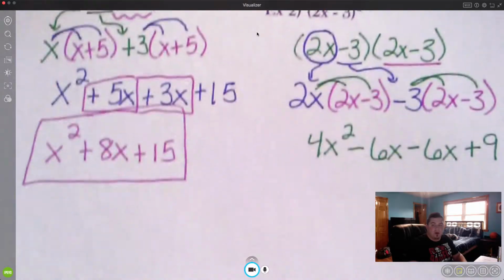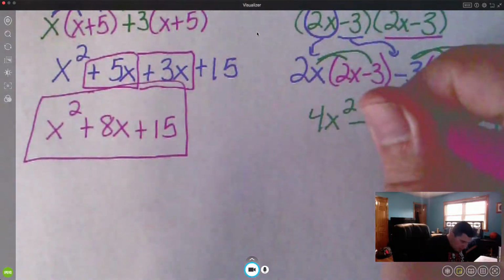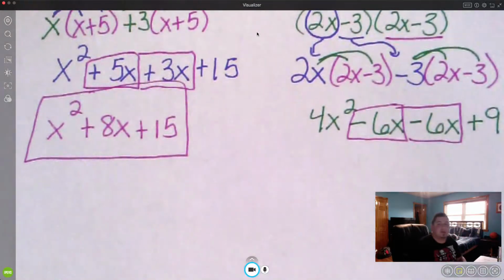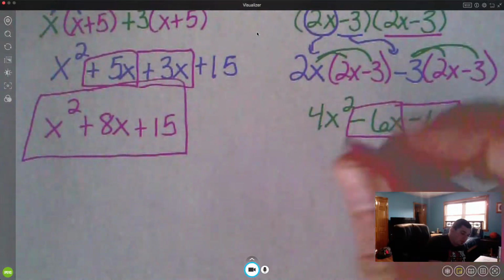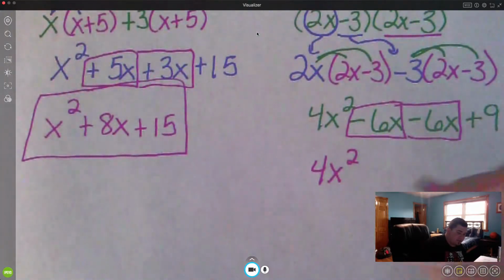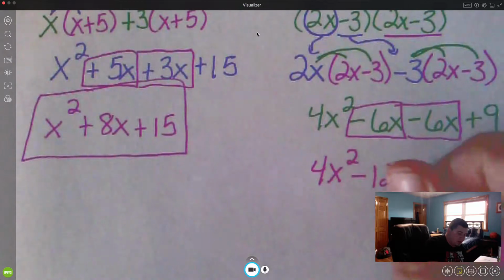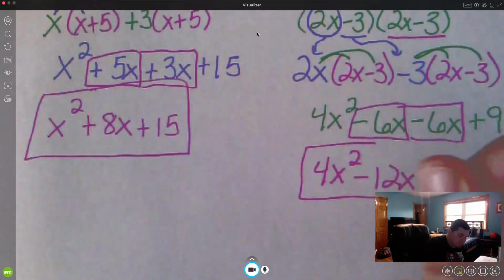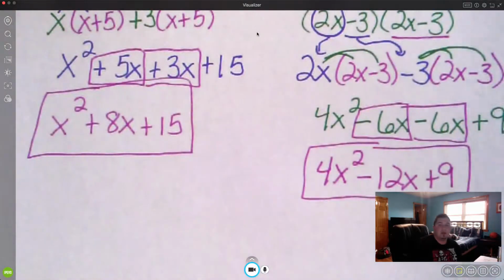And then we're going to look for our like terms, which we have a negative 6x and a negative 6x. It is not 0 because they have the same sign. So we got 4x squared. Negative 6x and negative 6x is negative 12x. And we got our plus 9 at the end. And that is how you multiply and how you square. Squaring is the same thing as the multiplying part. You just have to make sure you write it down twice.